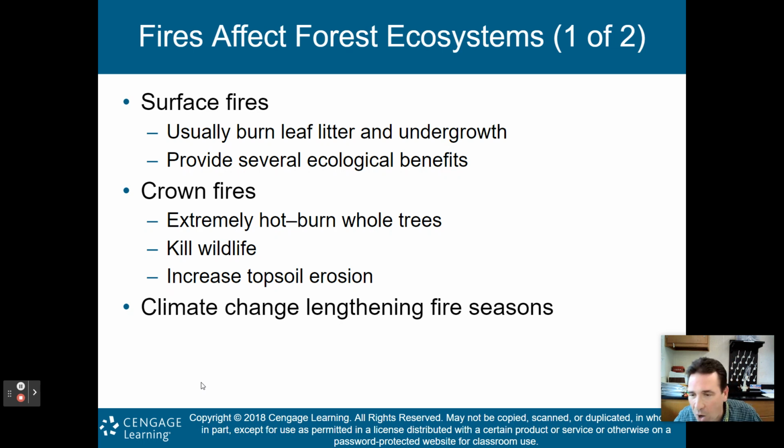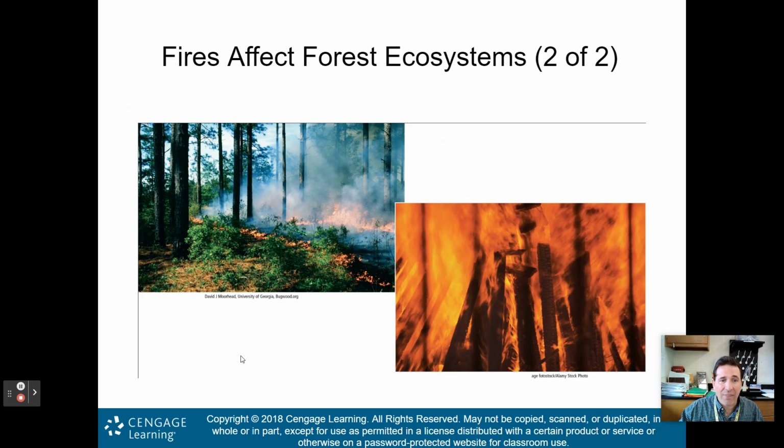Crown fires, though, are not necessarily. They're extremely hot. They burn your whole tree. They kill wildlife, and they increase topsoil erosion. A crown fire is almost like clear cutting a forest, right? The fire is just wiping everything out, and then you're going to get a lot of erosion, a lot of wildlife that is either killed or can't live there anymore. And again, climate change is lengthening and strengthening that fire season.